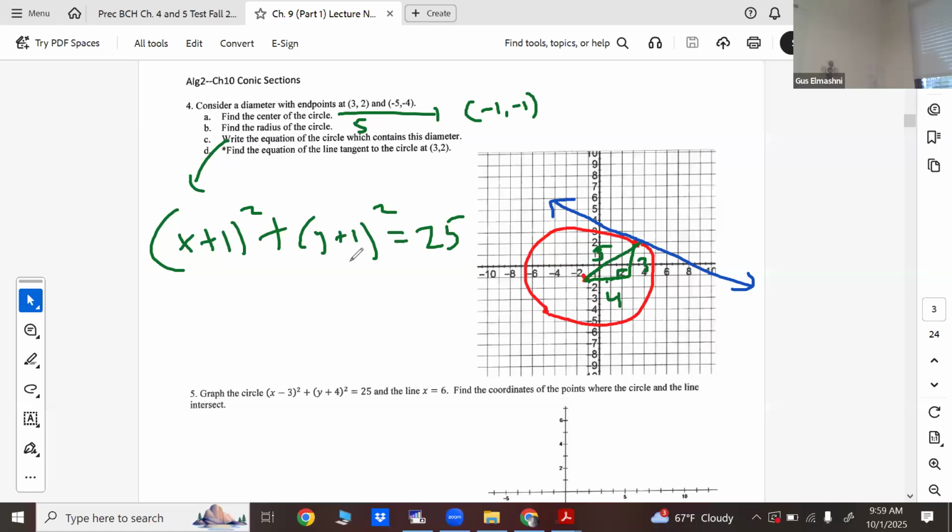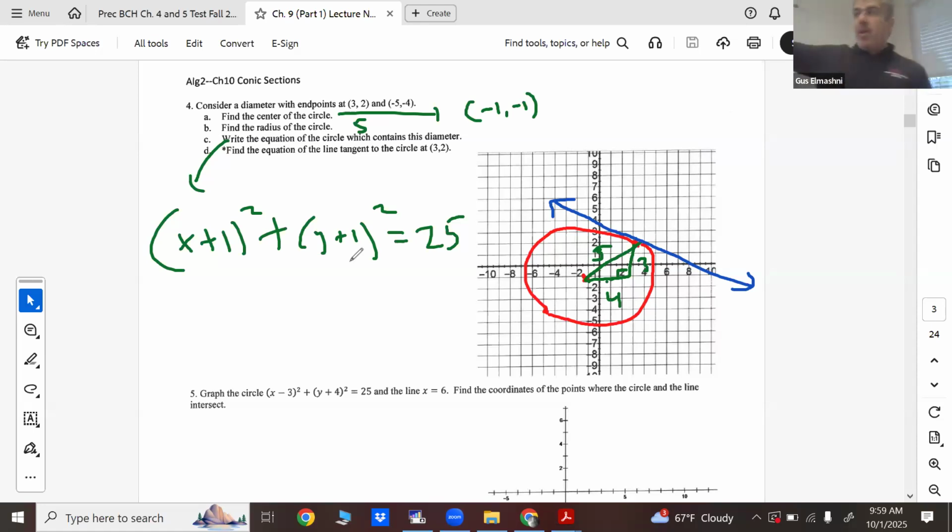I have a question about C. What does it mean when it says contains this diameter? Oh, it's just saying with those points. Yeah, I got confused by the question too. You're not putting the diameter into the equation. Just write an equation for the circle. That's all. Yeah, I know it's a little confusing.